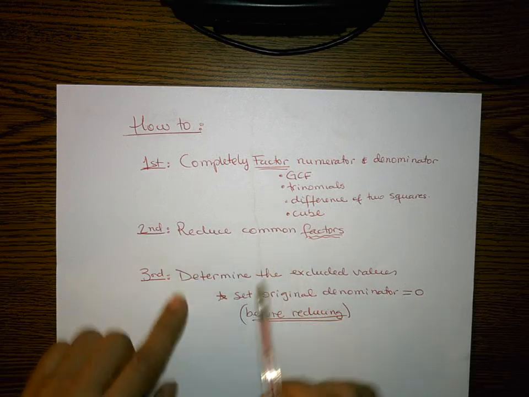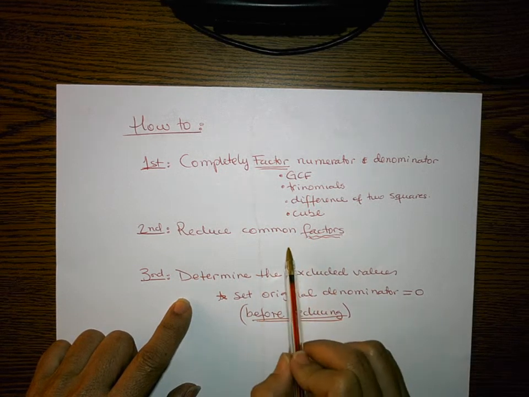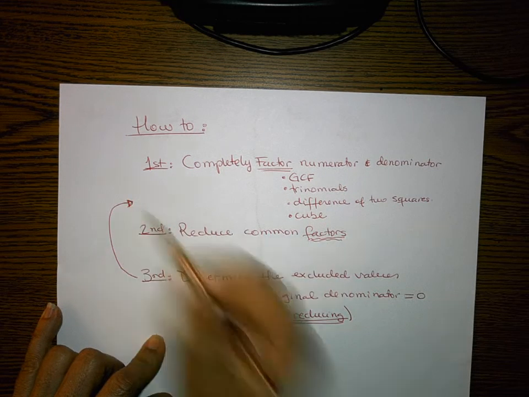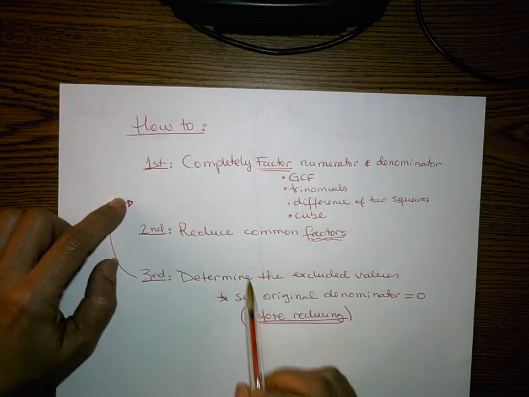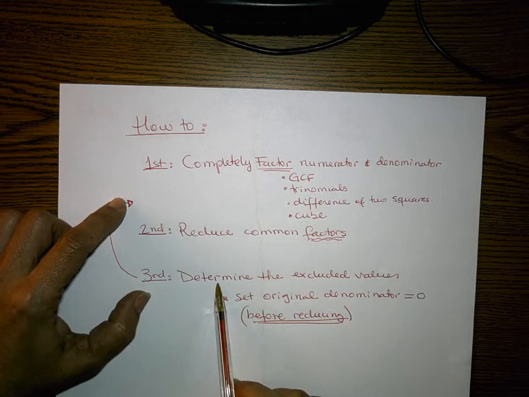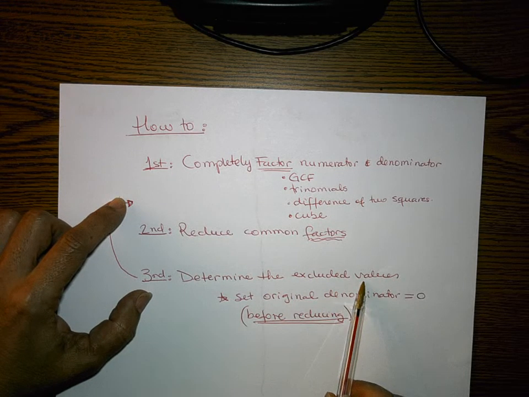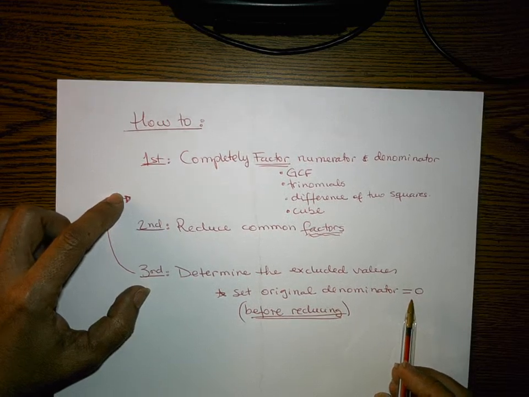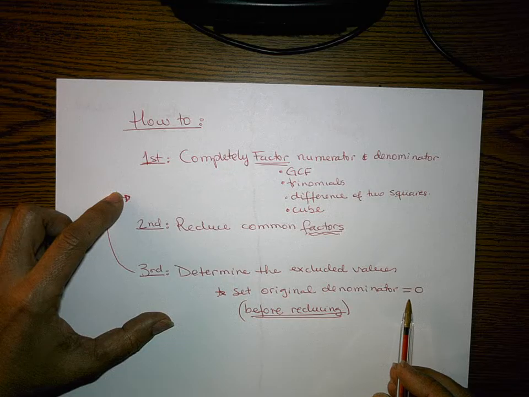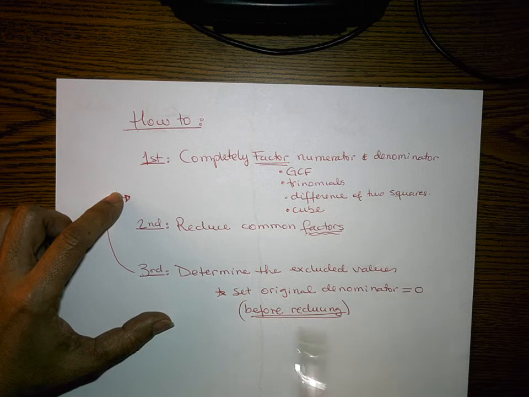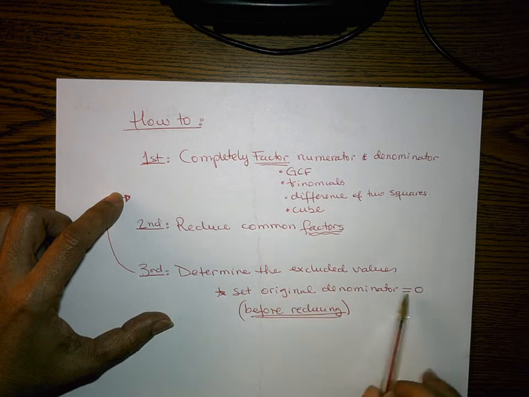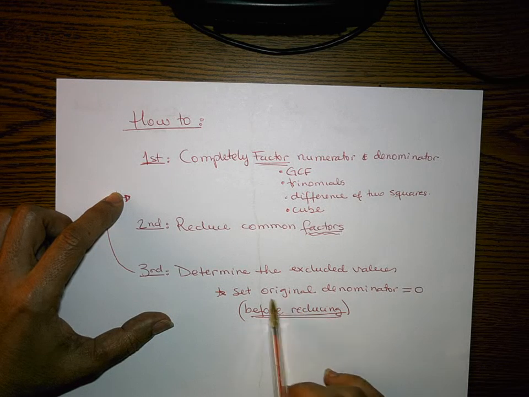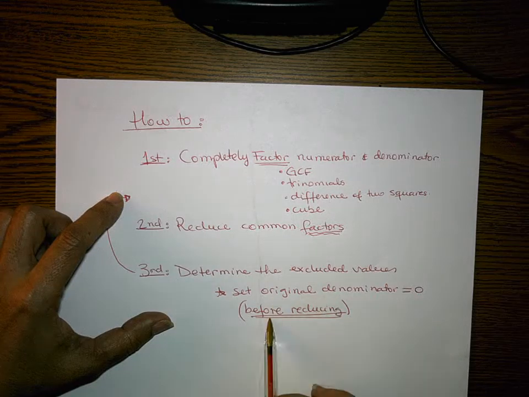And then you make sure that before you reduce it, actually, there's a step that should be right in here. I wrote it as a step 3, but it should be right in here. Right before you reduce it, you need to determine the excluded values. We don't want a 0 in the denominator. When we have variables in the denominator, we have to determine what values those variables cannot be. So we set the original denominator equal to 0. It can be the factored form of the original denominator, but it needs to be before you reduce it.